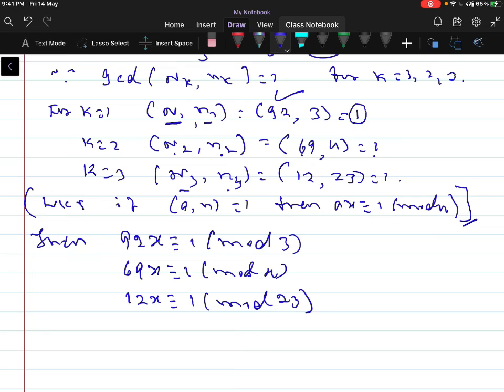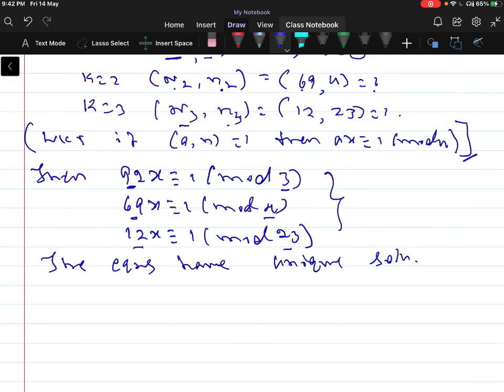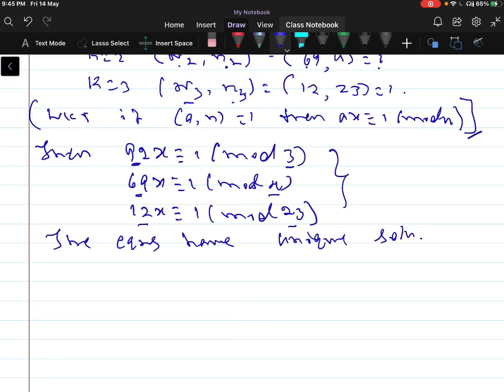So the above equations have a unique solution, since GCD of 92 comma 3 is 1, GCD of 69 comma 4 is 1, and GCD of 12 comma 23 is 1. Therefore these equations have a unique solution, because their GCD is 1. So by using the inspection method, let us find the solution of these three equations.